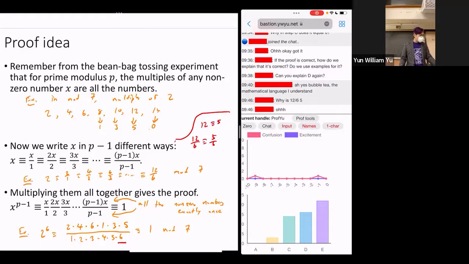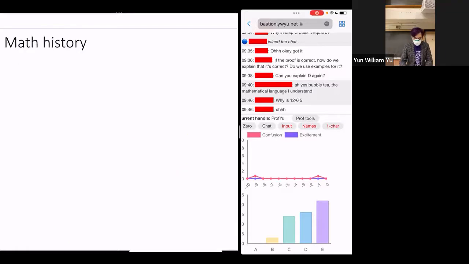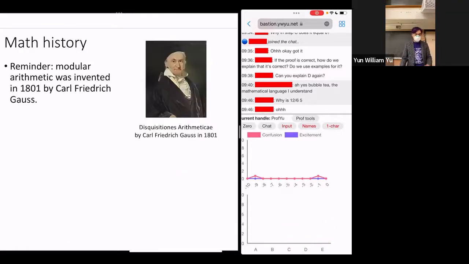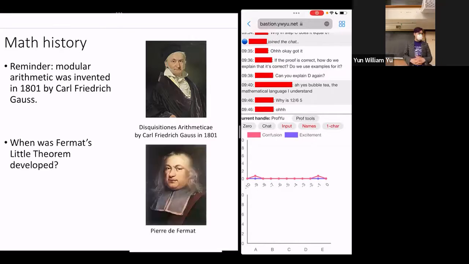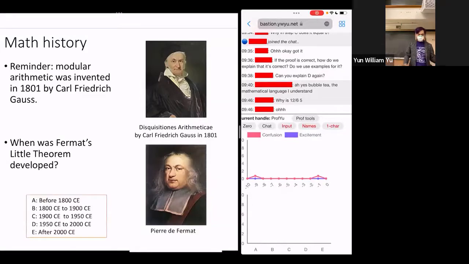And this turns out to be super helpful. Although, first, I'm going to do a brief history interlude, since I've enjoyed doing that. So remember, modular arithmetic was invented by Carl Friedrich Gauss in 1801. When was Fermat's little theorem developed? So the thing we just proved is Fermat's little theorem. When do people think it was?